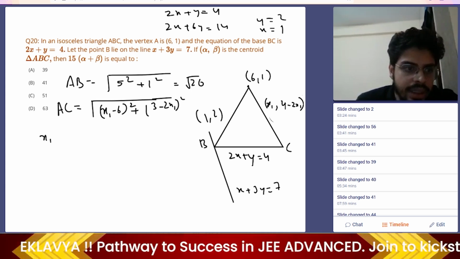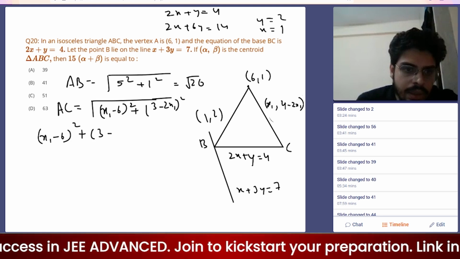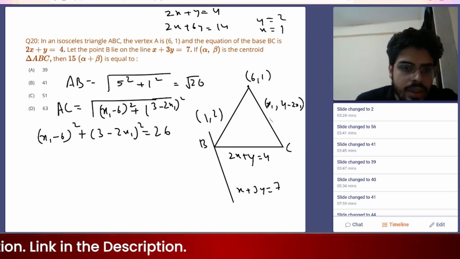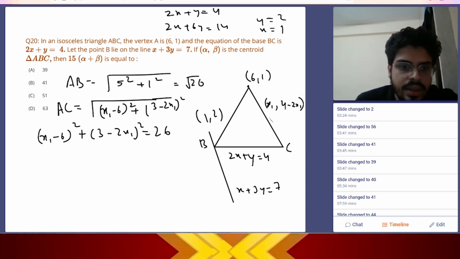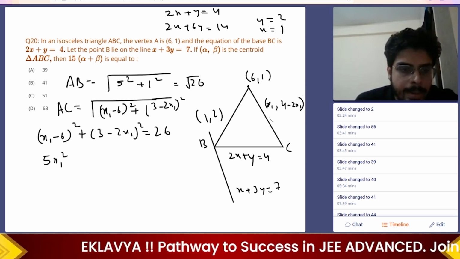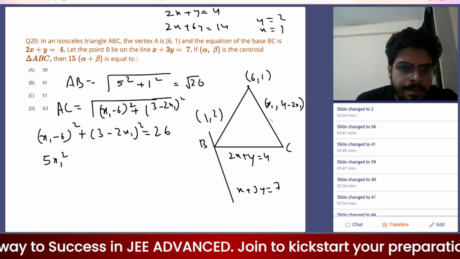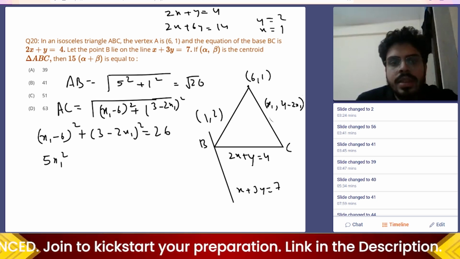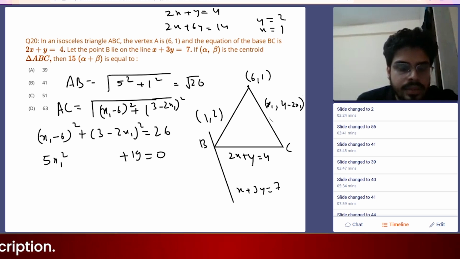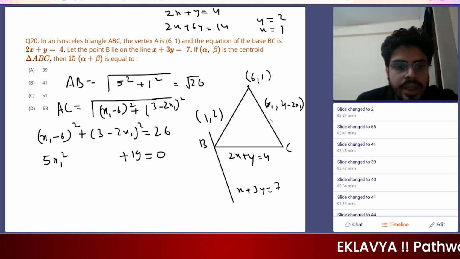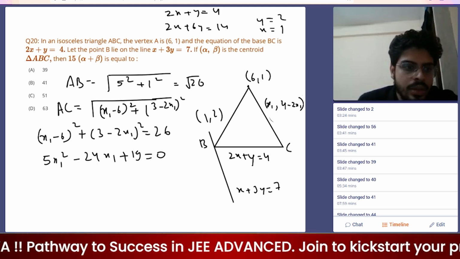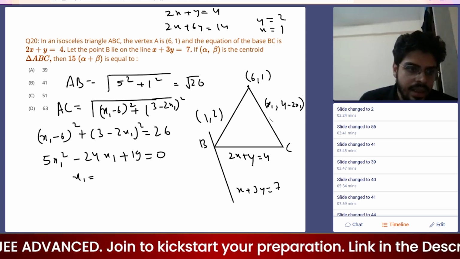So we can square both sides. I'll get x1 minus 6 whole square plus 3 minus 2x1 whole square is equal to 26. So this will become a quadratic equation in x1. I will get 4x1 square plus x1 square, so 5x1 square. Then the constant term will be 36 plus 9, which is 45, minus 26, so 19. And the middle term is minus 12x1 and 3 twos are 6, so 12x1, so minus 24x1.